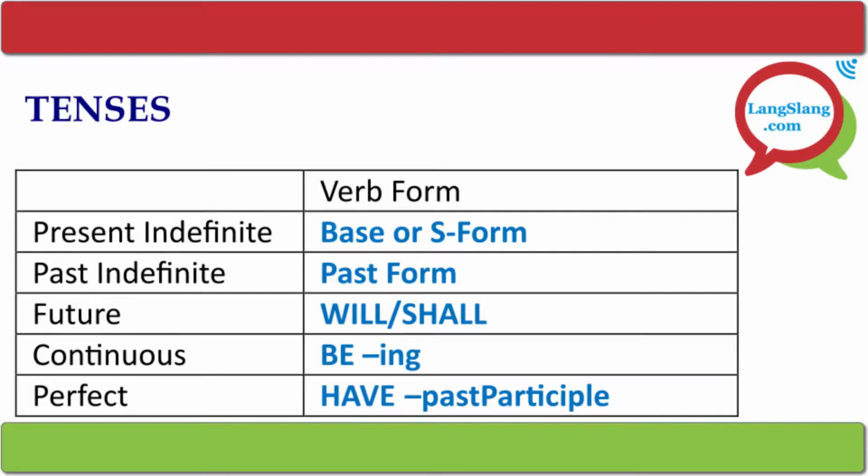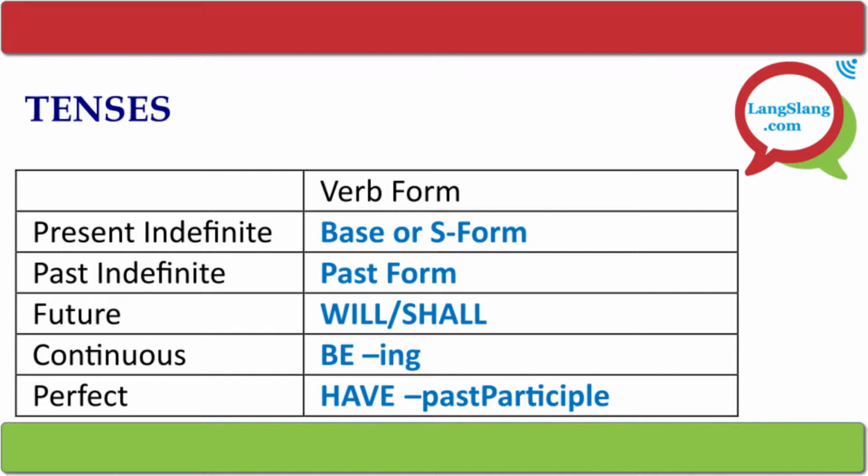But let me explain it a little. This chart means that if there is a base or S form in a sentence or a clause, that is a present indefinite. Or if you want to make yourself the present indefinite, you will be using base form or S form of the verb. If you want to make past indefinite, you will be using only past form. If you want to make any future indefinite or continuous or perfect, you will be using will or shall.